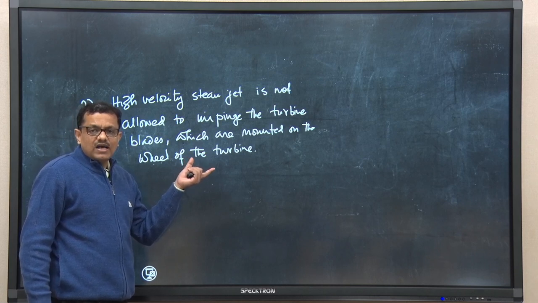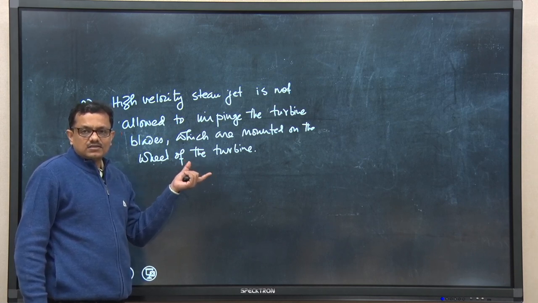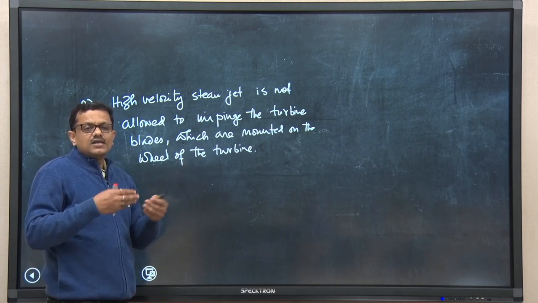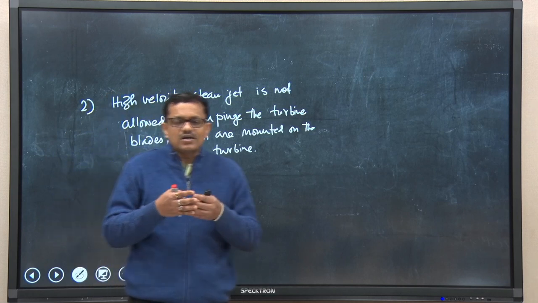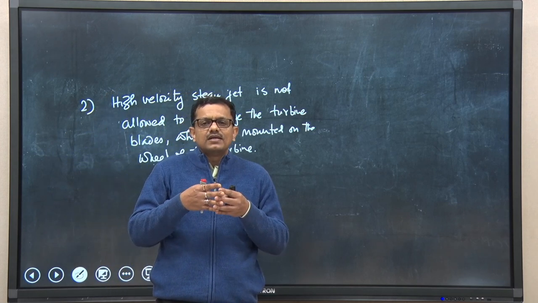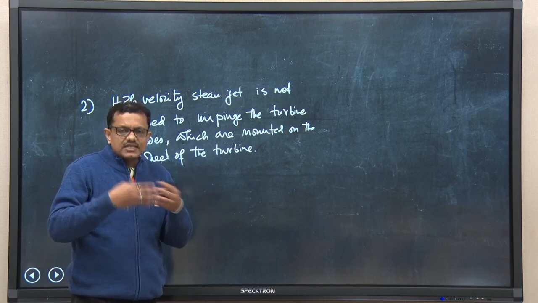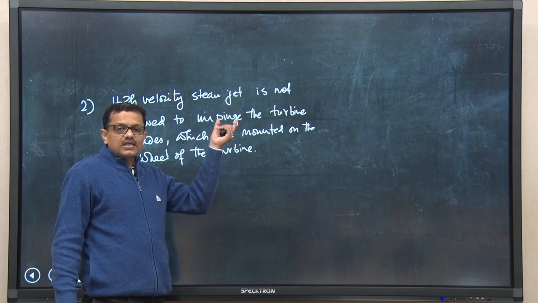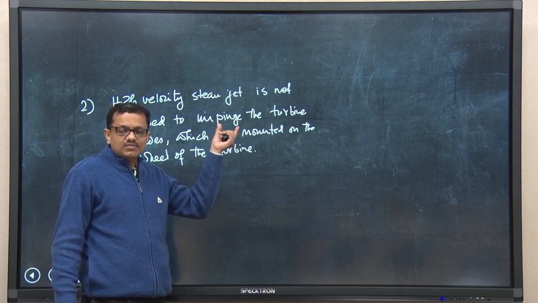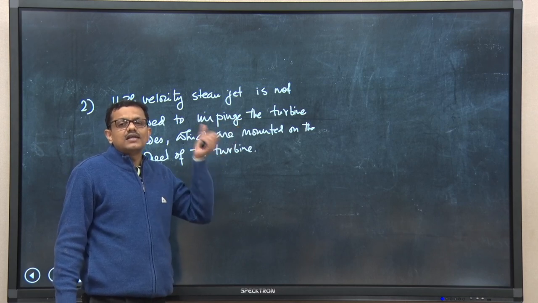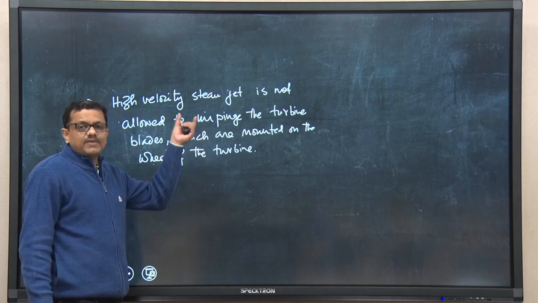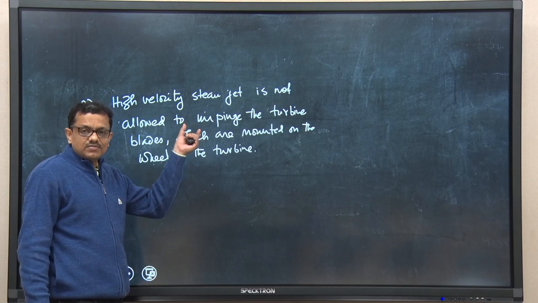Now, you have studied blades when you have studied about hydraulic turbines as well as pumps. Blades have some shape, and blades are twisted. So, when the steam jet impinges turbine blades, there will be a change in the direction of steam. So the consequence is that after impingement, steam direction will be changed.